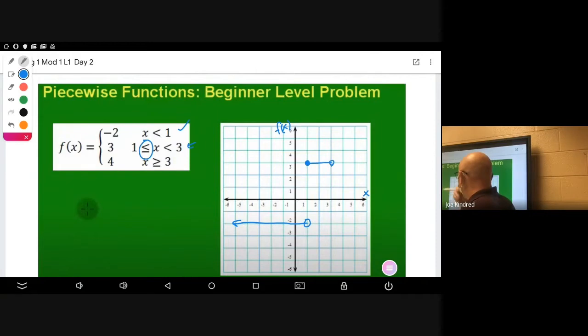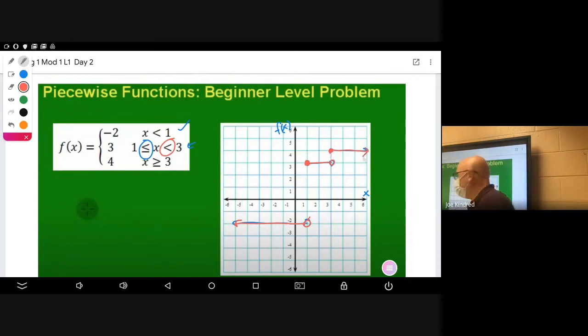And then the third part, x is greater than or equal to 3. It's constantly 4, and so we move up. We color it in. We go off to the right. And so here we have 3 pieces. The first piece, when x is less than 1, it's always -2. When x is 1 to 3, f of x is always 3. And there's an open circle here because it's not equal to. And then the third part, f of x is always 4 at greater than or equal to.